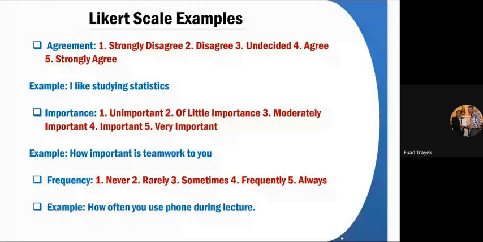Now the frequency. As I said earlier, I usually use 5-point Likert scales, but some researchers use 7 Likert scales, and some use 9. It's all as you like as a researcher. For frequency, we start with never, rarely, sometimes, frequently, and always. An example for that, how often do you use your phone during the lecture? They could say, I never use my phone, or rarely, or sometimes, or they could say, I never put my phone away. So all these are examples of Likert scales.